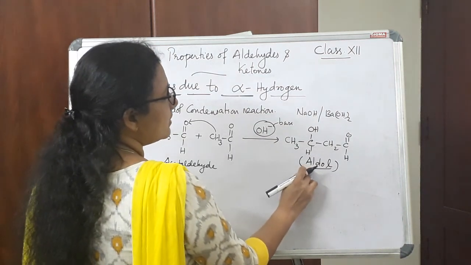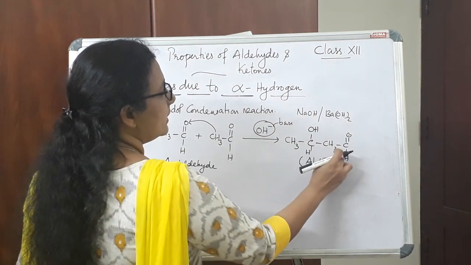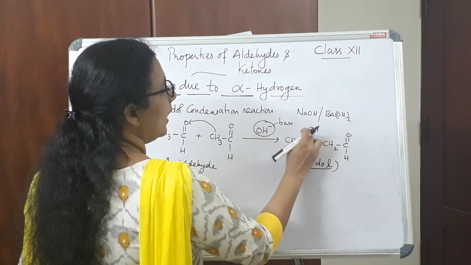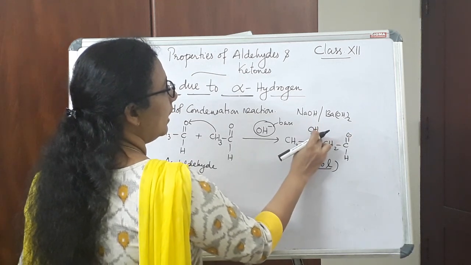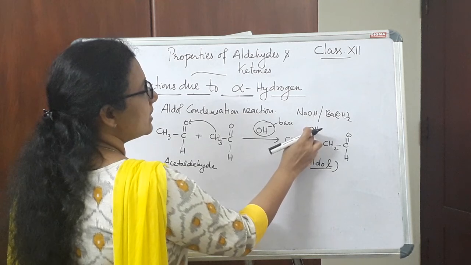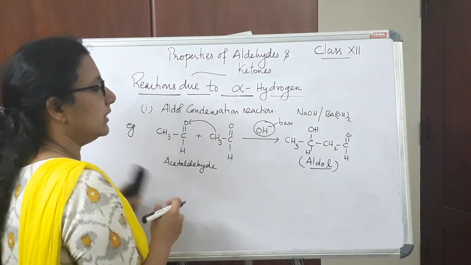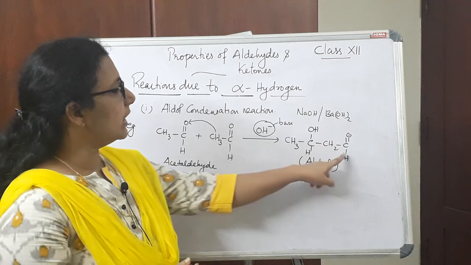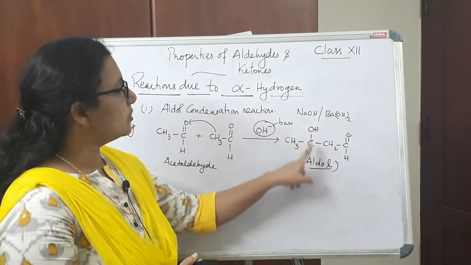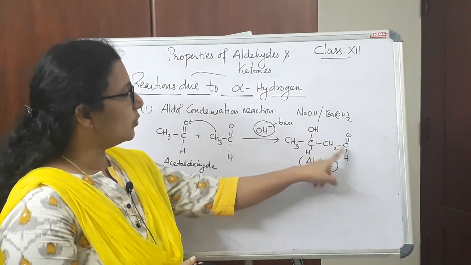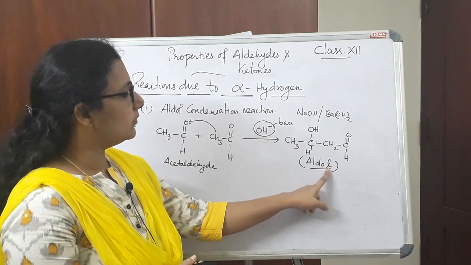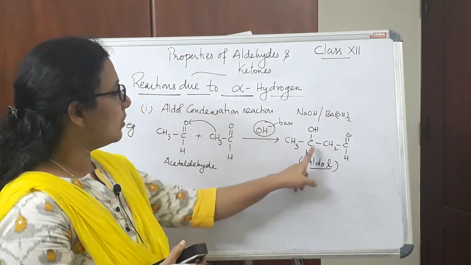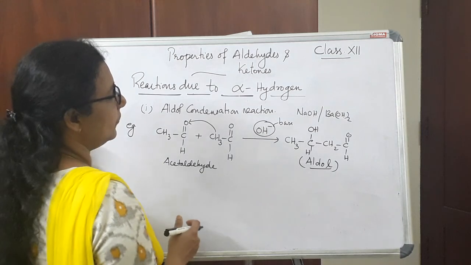Why is it called aldol? There is an aldehydic functional group CHO here, and there is a hydroxyl group, an alcoholic functional group OH here. So two functional groups are there in the case of aldol, one is OH and the other one is CHO. One is aldehyde and the other one is alcoholic. That is why it is called an aldol. So aldol will be formed at first.